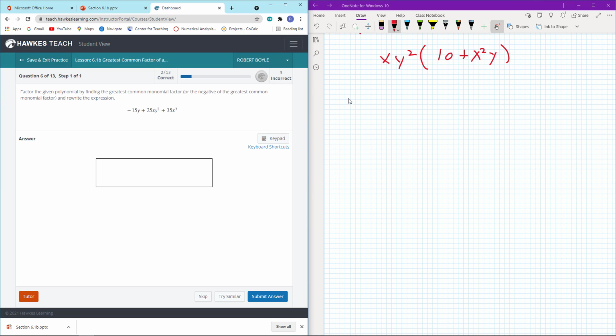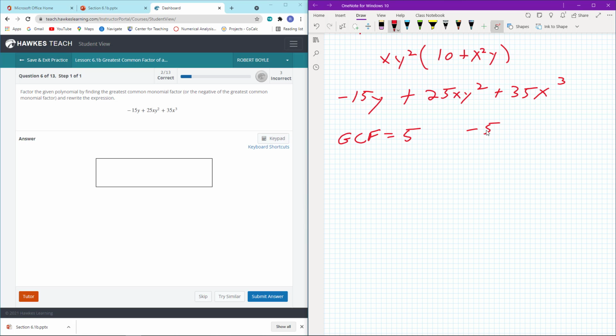Okay, here is a 3-term problem. Here we have negative 15y plus 25xy squared plus 35x to the third. Okay, so now hopefully you can see here that the greatest common factor happens to be y. No, not y, it happens to be 5. However, we have a negative leading coefficient here, so we want to work with negative 5.